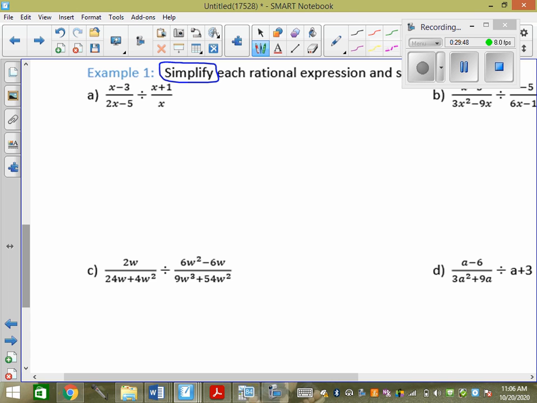So we have x minus 3 over 2x minus 5 divided by x plus 1 over x. So we're just writing these out on a separate sheet of paper. x minus 3 over 2x minus 5 divided by x plus 1 over x.